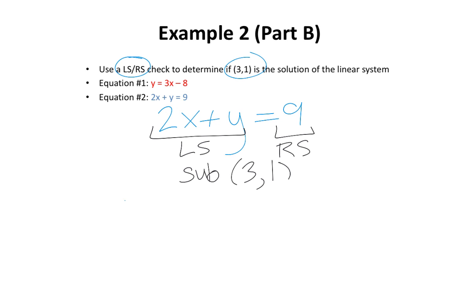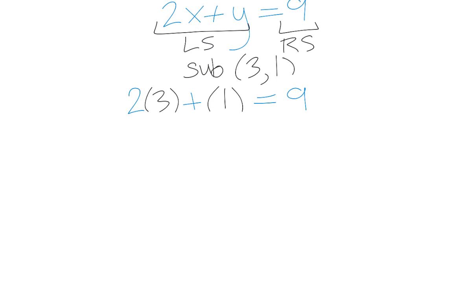So I'm going to substitute in my x and y values. Instead of writing x, I can write 3. And instead of writing y, I can write 1. And the equal 9 stays exactly the same because I haven't done anything to it. So let's go ahead and simplify some of these numbers. 2 times 3 is 6. This 1 stays exactly the same. And this 9 stays exactly the same. Okay, so 6 plus 1 is 7. This 9 stays exactly the same.